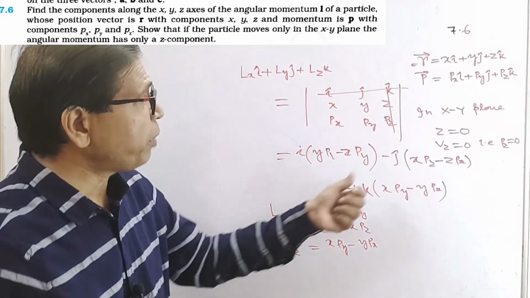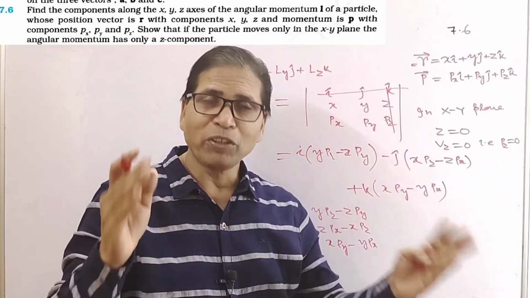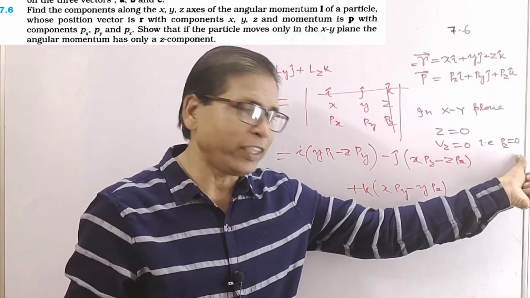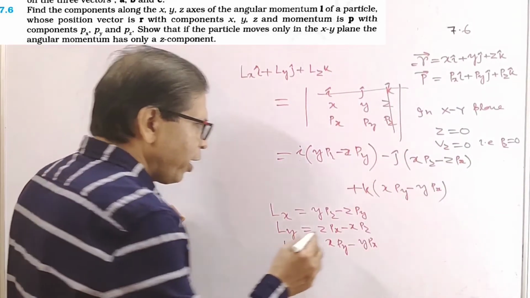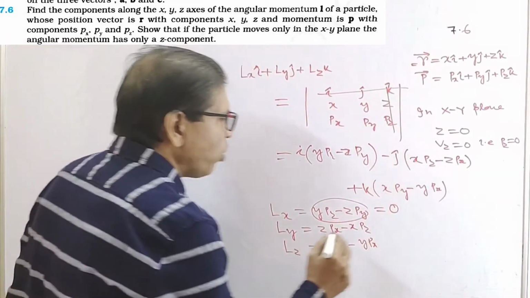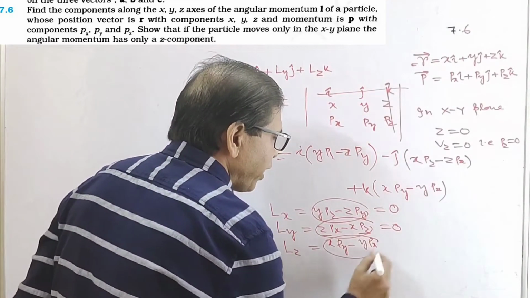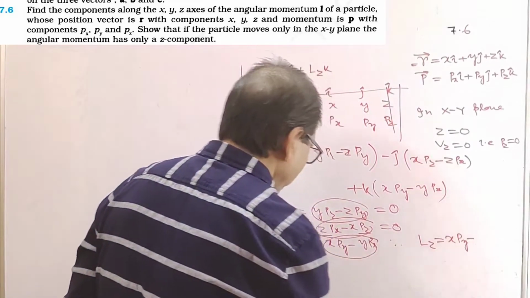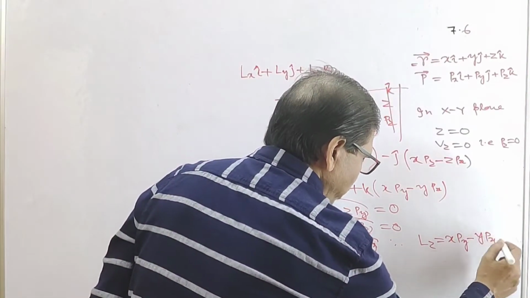Now if the particle moves in the xy plane, then z equals 0 and the velocity in the z direction is also 0, therefore pz is 0. If z equals 0 and pz equals 0, and we put that here, these terms are 0. Here pz, z also 0, and only Lz remains. So the angular momentum is only along the z axis, as the particle moves in the xy plane.